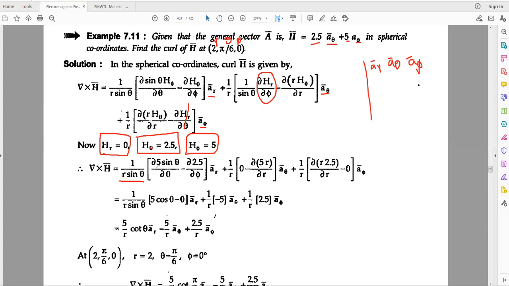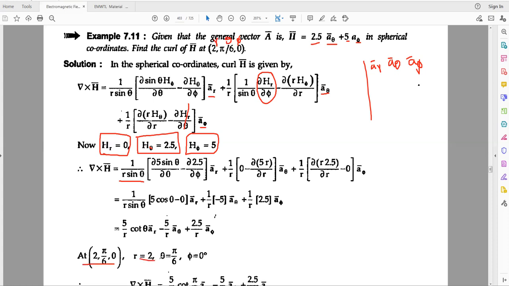And 1 by R sine theta, with respect to theta, the derivative of sine theta is cos theta, so 5 cos theta, minus there is no phi term, so that term is 0. Similarly, 1 by R into the first term which is 0, the second term is dou by dou R of 5R, which is 5, minus 5, and 2.5, here also with respect to R. Then cos theta by sine theta, giving 5 cos theta by R AR bar, minus 5 by R A theta bar, and 2.5 by R A phi bar.